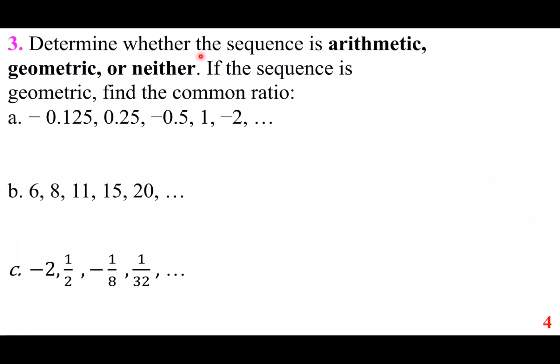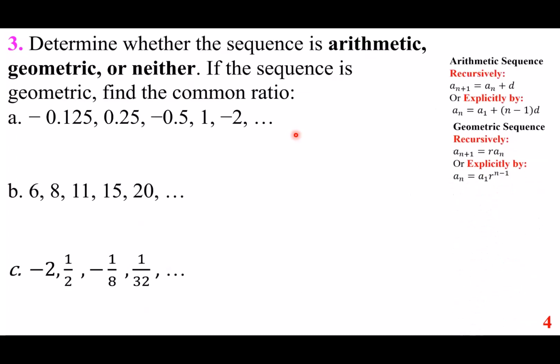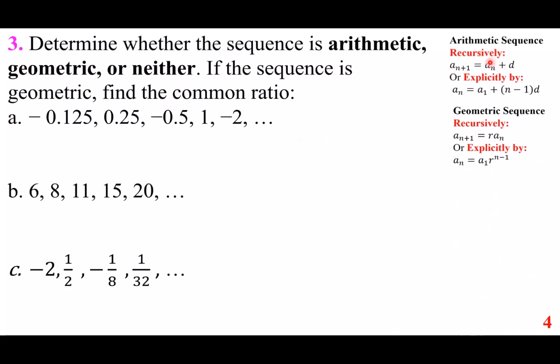Determine whether the sequence is arithmetic, geometric, or neither. If the sequence is geometric, find the common ratio. So first, what are they? Arithmetic sequence. If you want to go recursively, a sub n plus 1 is a sub n plus d. That means you add a common difference. If you want explicitly, a sub n equals a sub 1 plus n minus 1 times d. D is the common difference or distance, they call it.